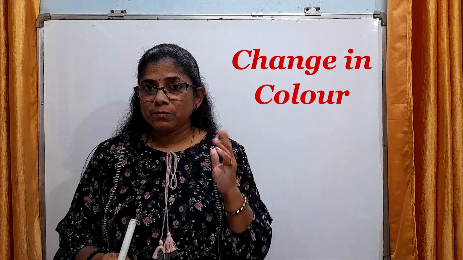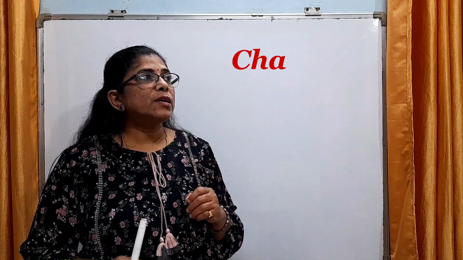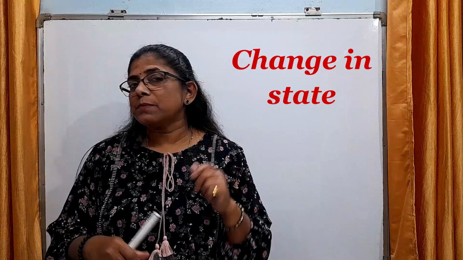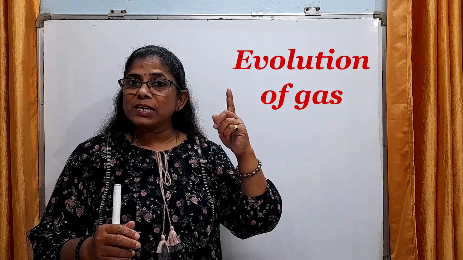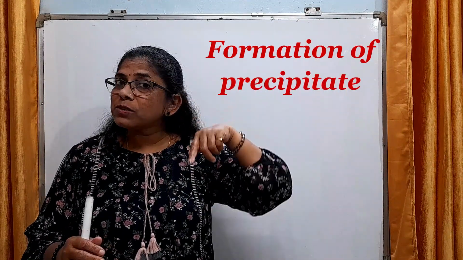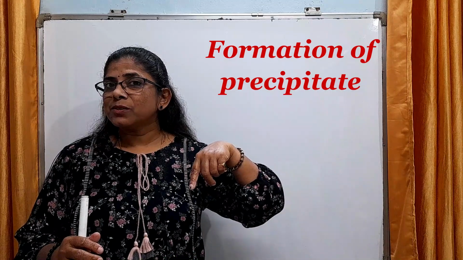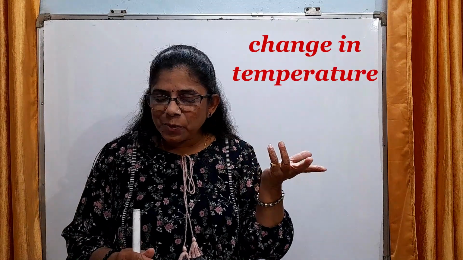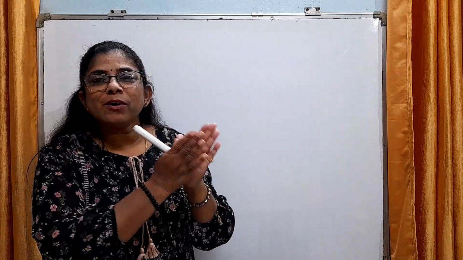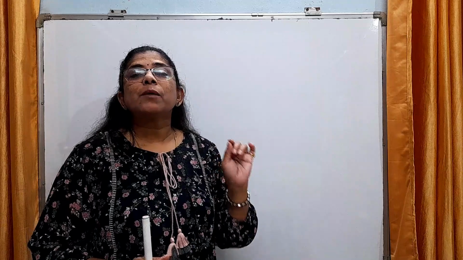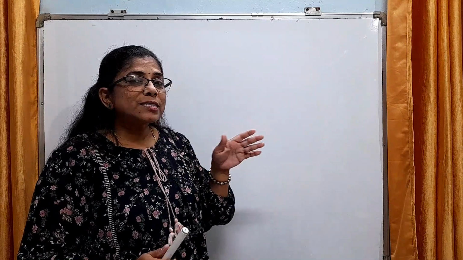Some changes are like this. We find change in the color of the substance. We sometimes find change in the state of the substance, like solid, liquid, gaseous. Sometimes there is evolution of gas, or sometimes there is also the formation of a precipitate, or sometimes there is also change in temperature. So here are a few changes which will help us check whether a chemical change has taken place or not.